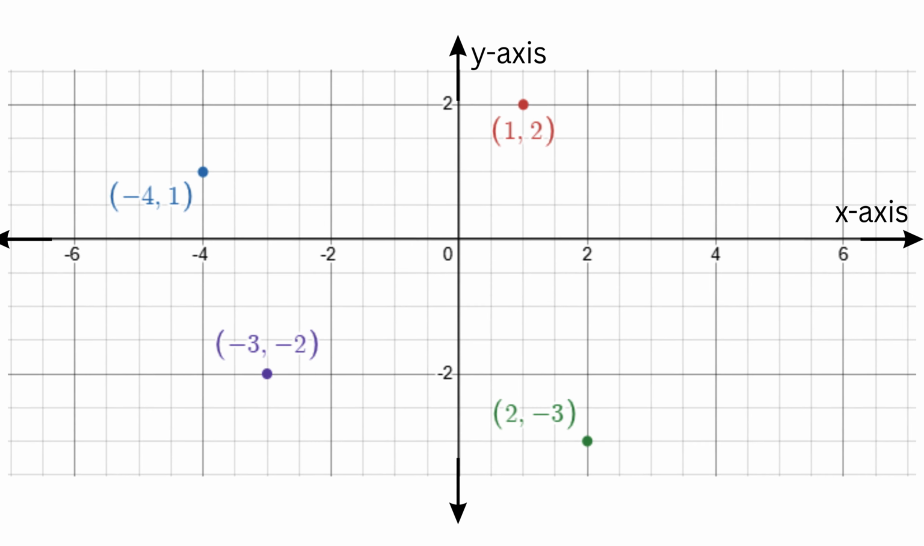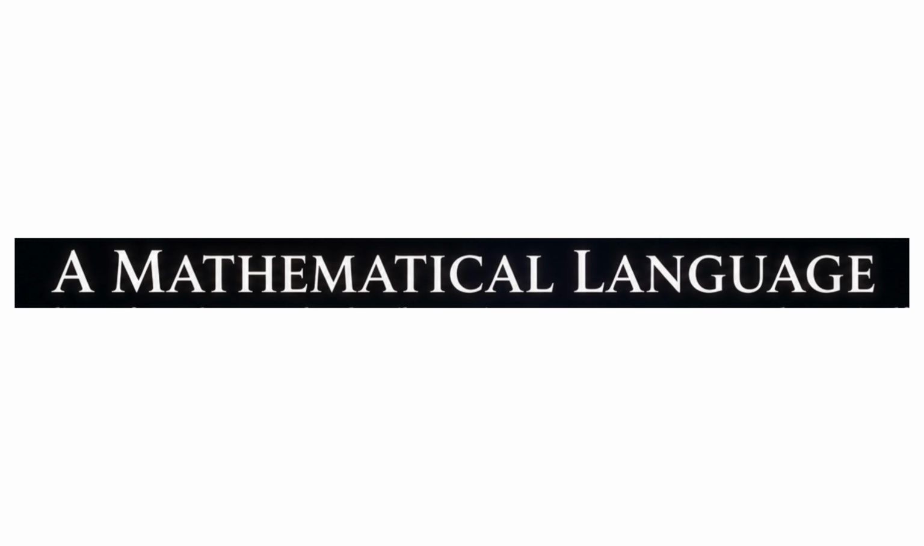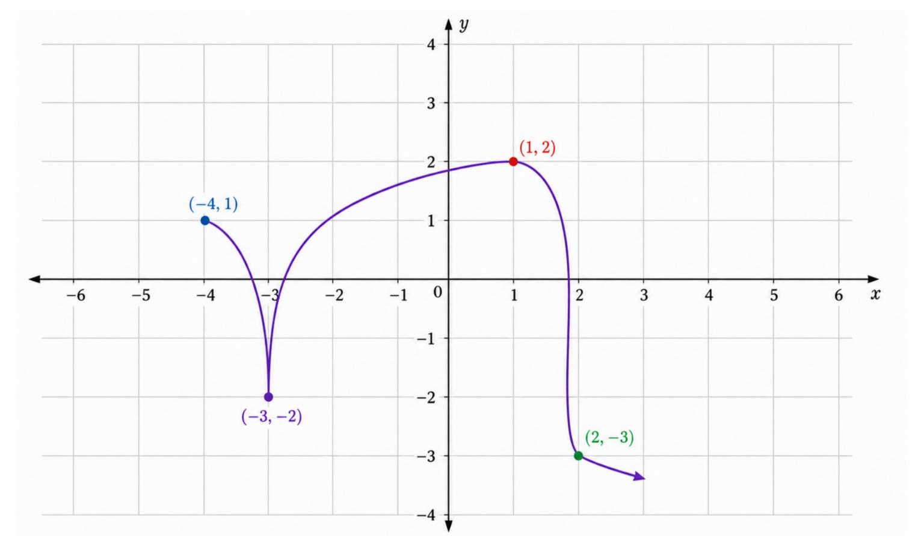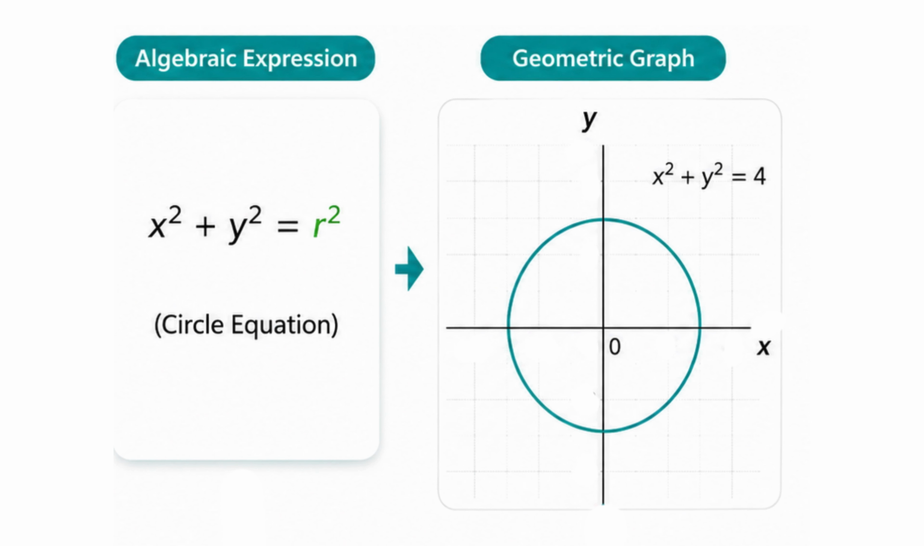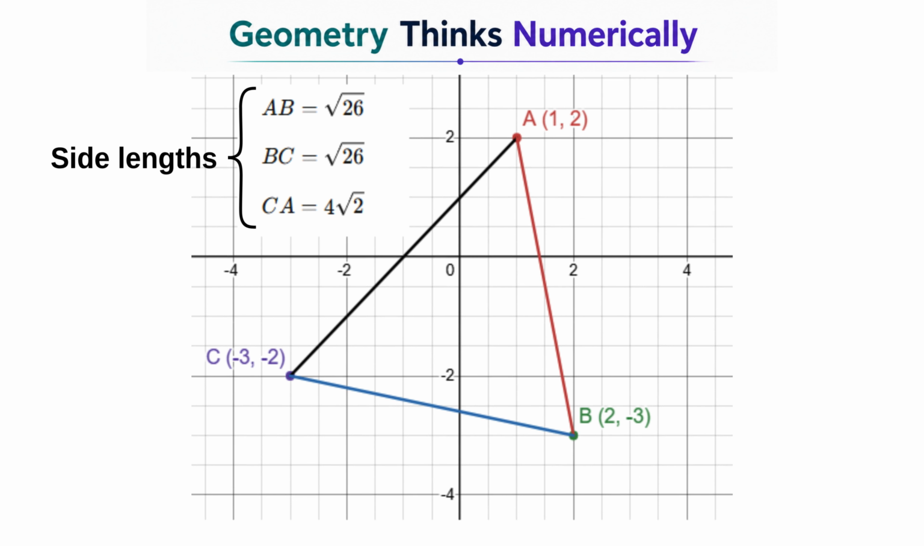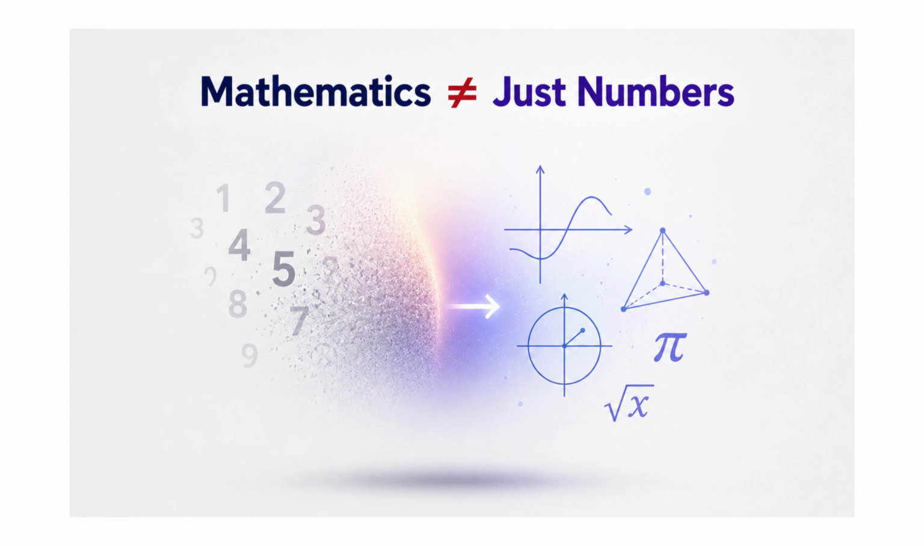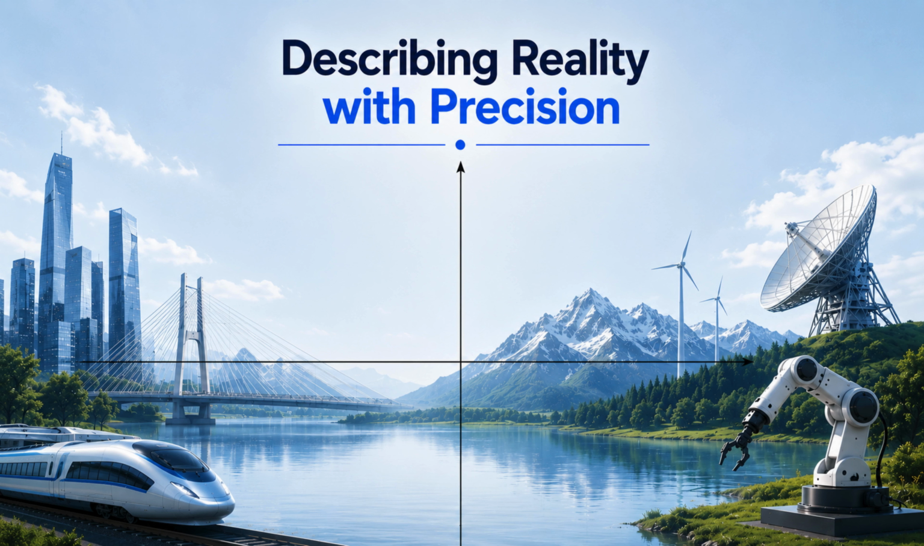By the end of this chapter, coordinates stop feeling like simple points on graph paper. They become a mathematical language capable of describing motion, symmetry, structure, and space itself. Coordinate geometry is where algebra begins to visualize geometry, and geometry begins to think numerically. Because mathematics is not merely about numbers, it is about creating systems powerful enough to describe reality with precision.